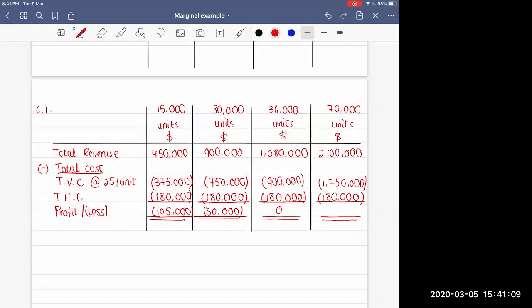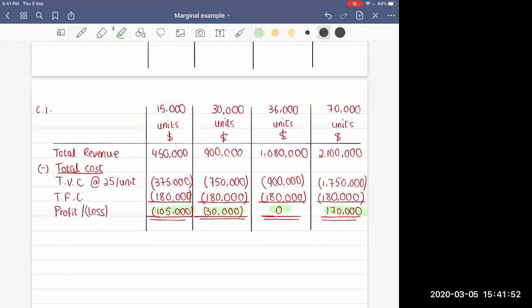The point where the firm's total revenue is equal to total cost, where the firm is neither making profit nor loss, that particular point is called the break-even point. What do you say, guys? That's called the break-even point. So what happened at 70,000? At 70,000 units, we have a revenue of 2,100,000 minus 1,750,000 variable cost minus 180,000 fixed cost. We are operating at a profit of 170,000.